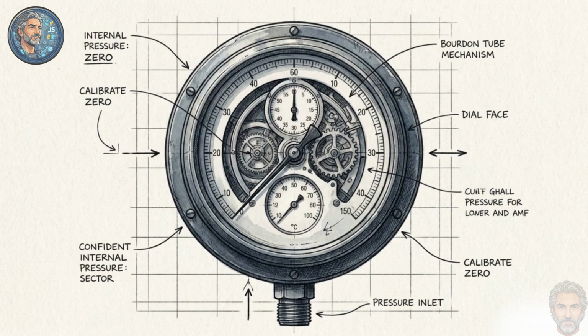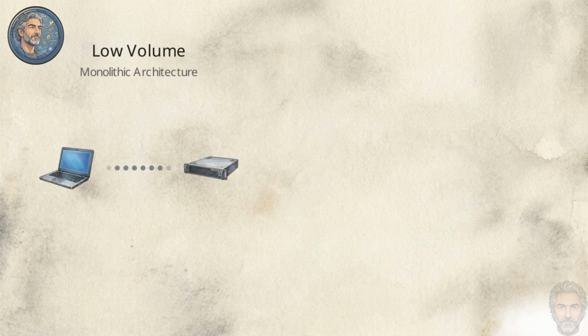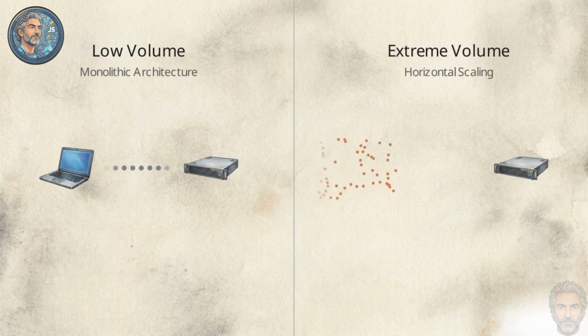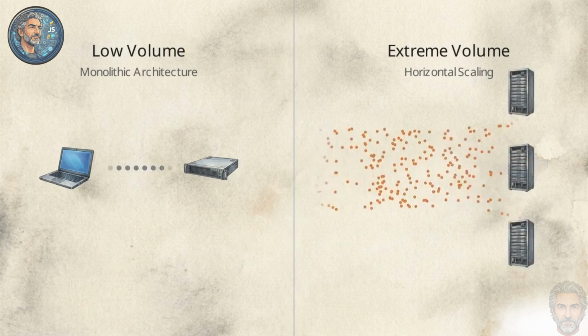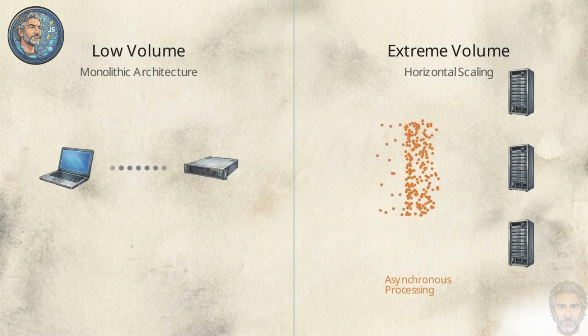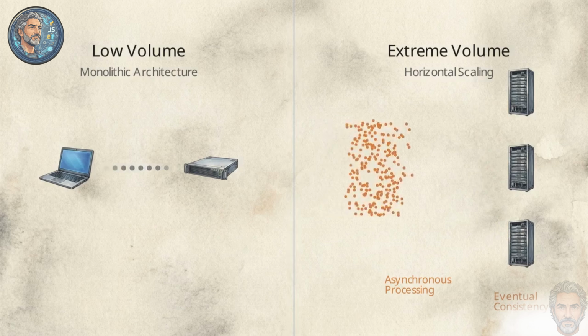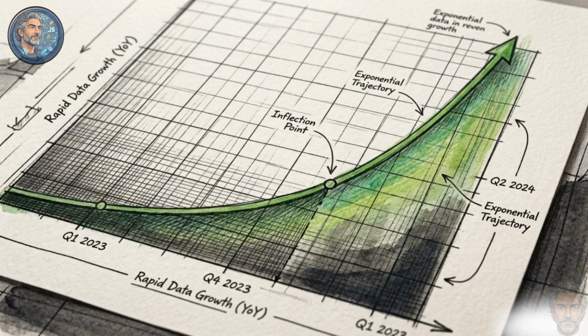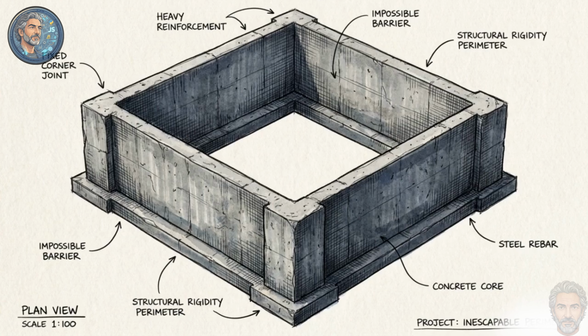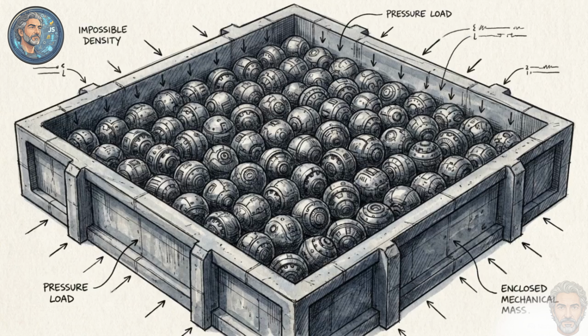Once the boundaries are set, you have to measure the internal pressure. This is volume. The structural difference between architecting a system for low traffic versus extreme traffic is absolute. A single monolith handles low loads perfectly. High volume demands horizontal scaling, asynchronous processing, and eventual consistency. You must immediately establish exact peak transactions per second and expected year-over-year data growth rates. Constraints lock the physical walls of the project. Volume dictates the sheer mass required within those walls.